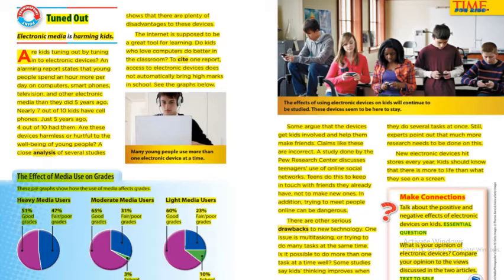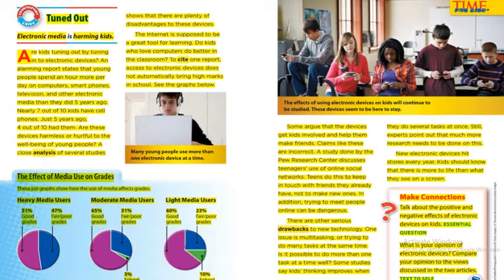Some argue that the devices get kids involved and help them make friends. Claims like these are incorrect. A study done by the Pew Research Center discusses teenagers' use of online social networks. Teens do this to keep in touch with the friends they already have, not to make new ones. In addition, trying to meet people online can be dangerous. There are other serious drawbacks to new technology. One issue is multitasking.